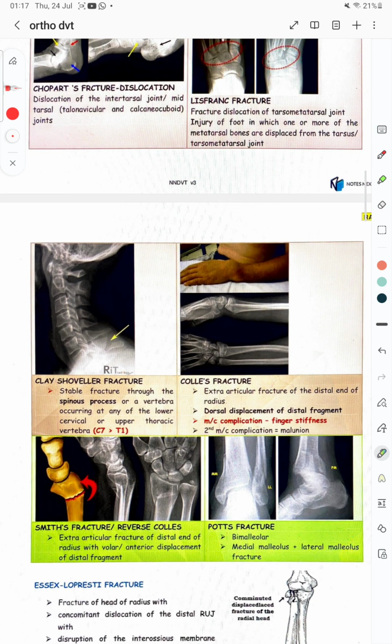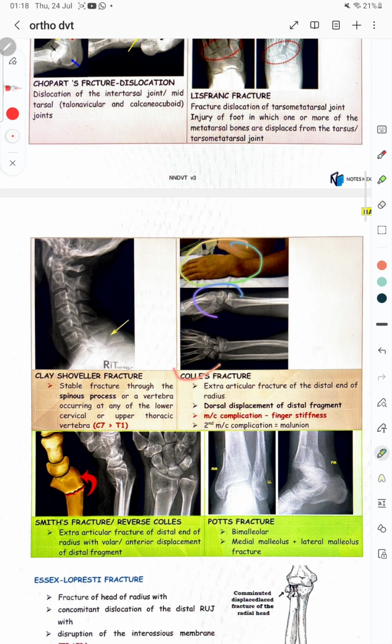We have Clay-Shoveler's fracture, which is a stable fracture through the spinous process of a vertebra occurring at any of the lower cervical or upper thoracic vertebrae. Colles fracture, extra-articular fracture. This is important. So you see this thing, see this thing, see this thing. Okay, over here, right here.